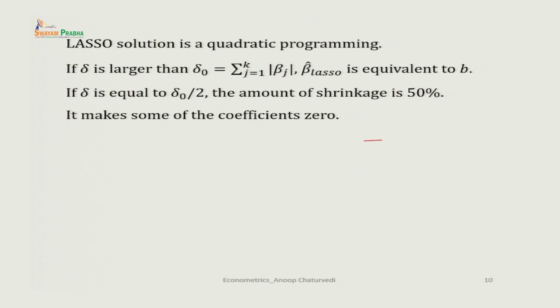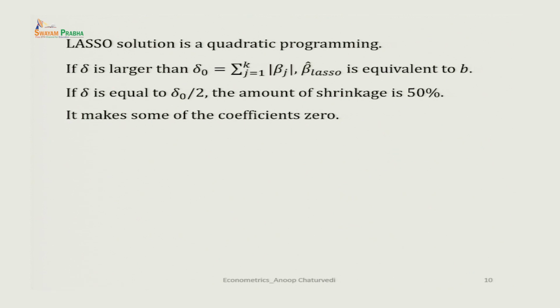So, actually you are taking summation j equal to 1 to k of mod beta j less than or equal to delta, and delta naught is equal to summation j equal to 1 to k of mod beta j. So, if delta is equal to delta naught by 2, then of course, it shrinks all the estimators and the shrinkage is 50%.